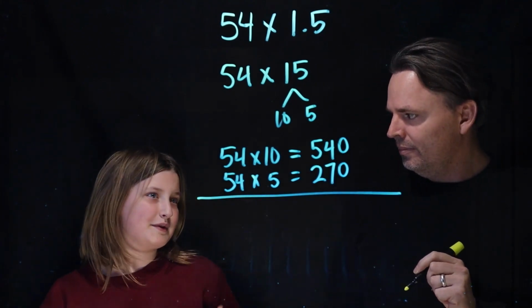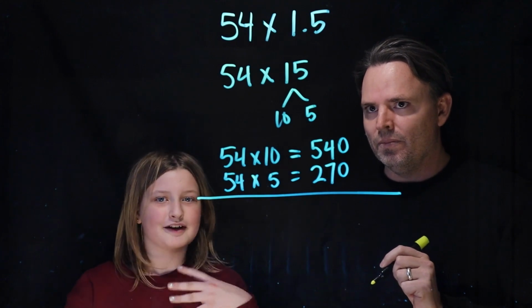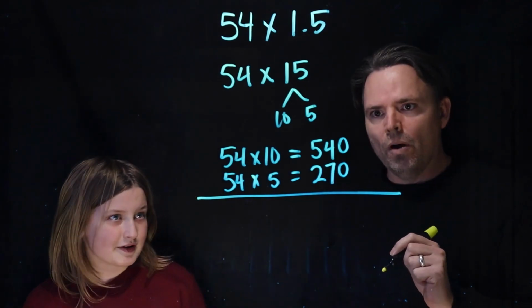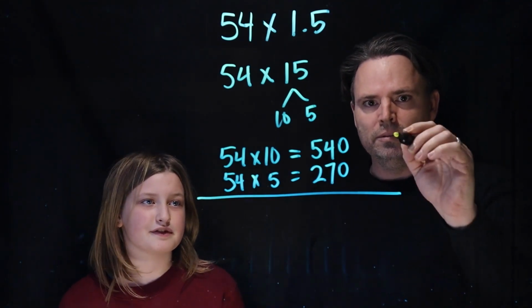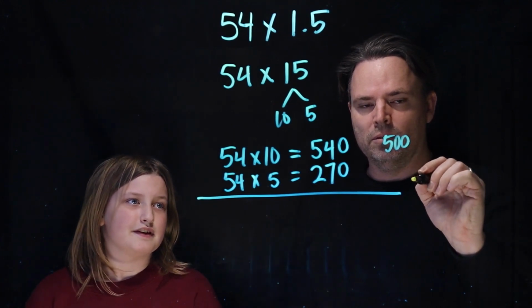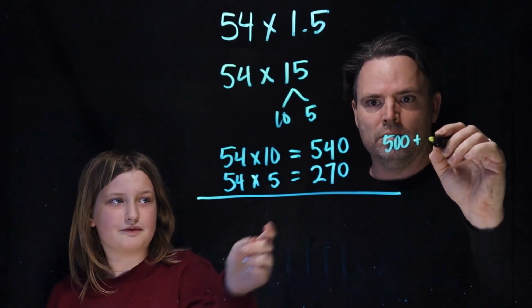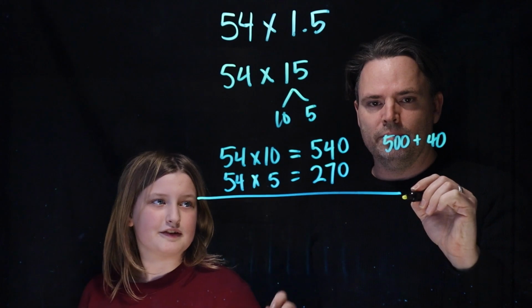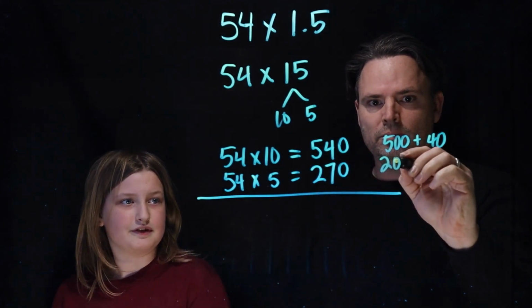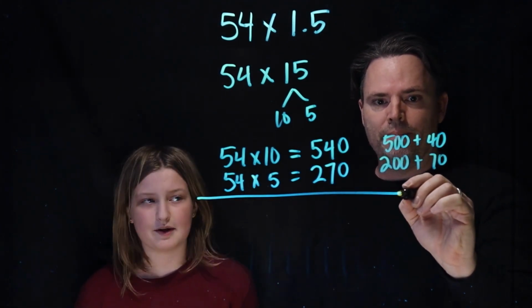So I want to put it in a different way so I can add it together better. Okay. I want to put it 500 and then put a plus here, 40. And then same thing over here, 200 and then 70. It helps me think more.